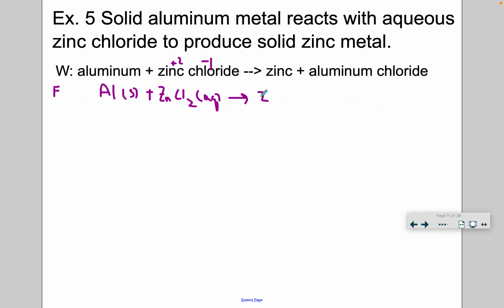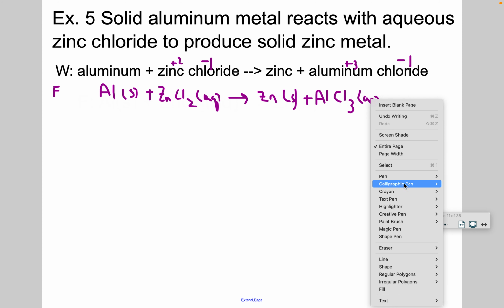So zinc, and it says solid zinc metal, so that is solid. And then aluminum chloride. Aluminum has a +3 charge. Chlorine has a -1. So how many chlorines am I going to need to balance out the charge on aluminum? 3 of them, right? So AlCl3. And I don't know the state of this, but my guess would be aqueous. I'm going to make sure that the homework assignment doesn't give you something like that.